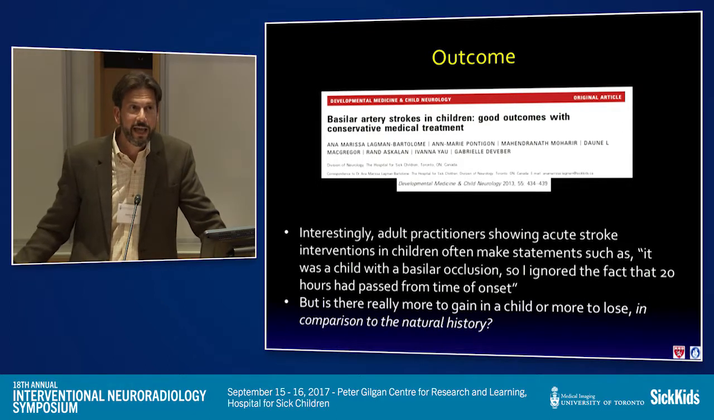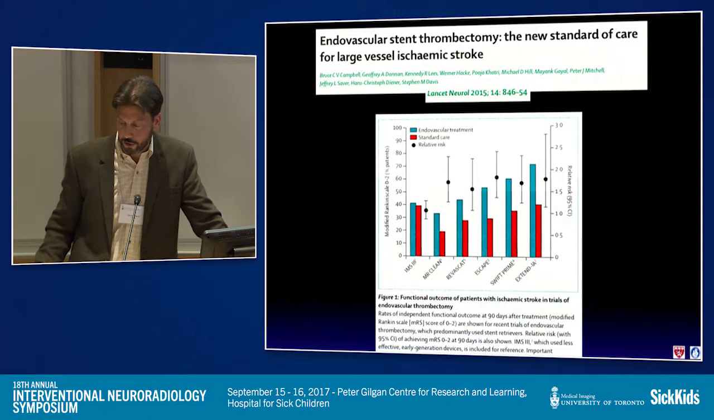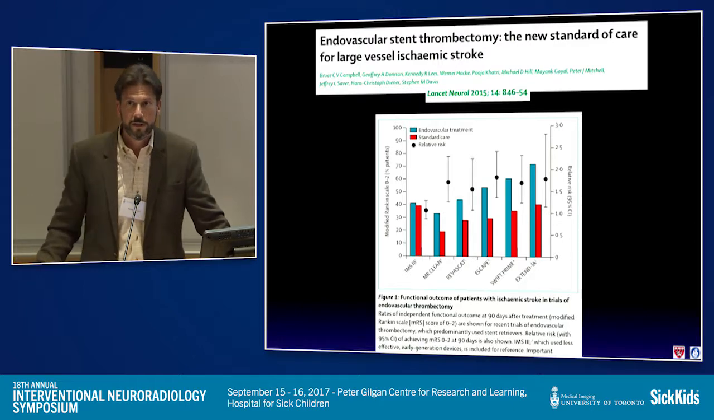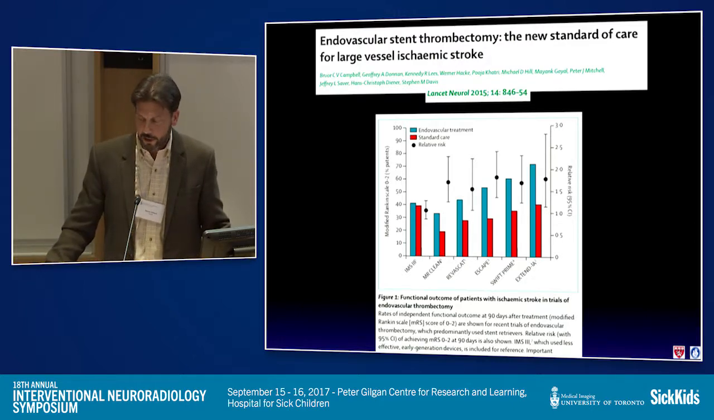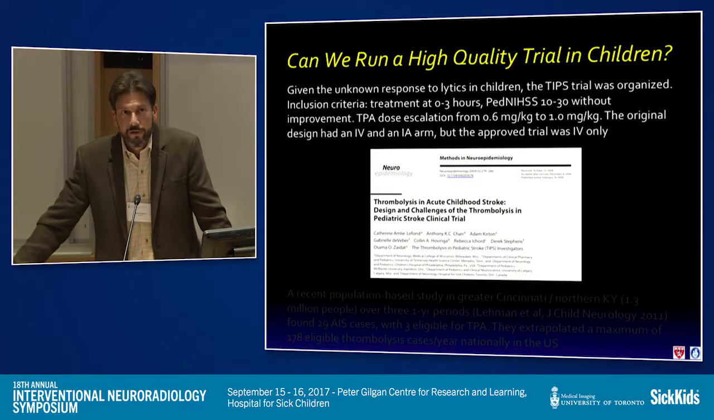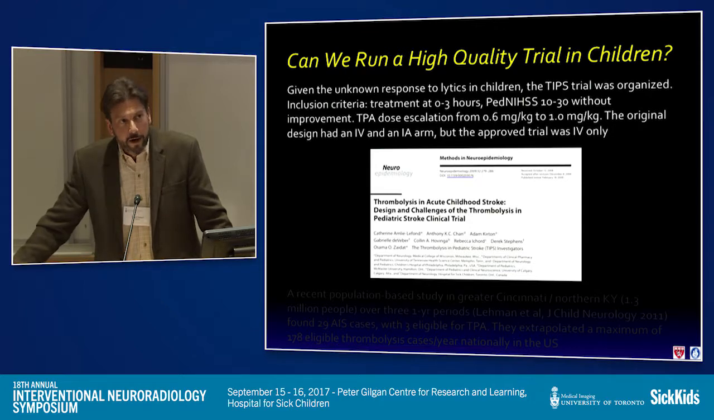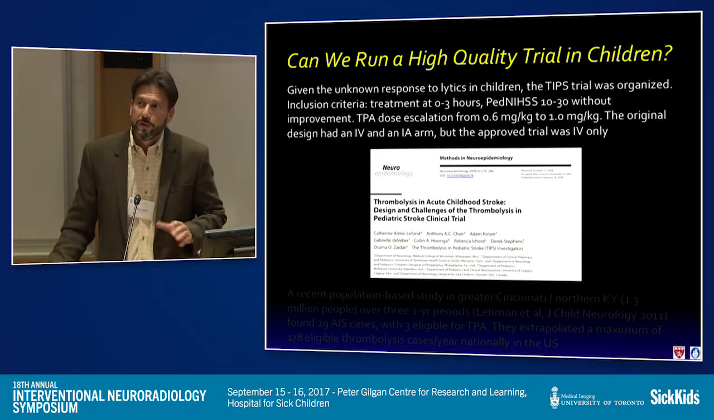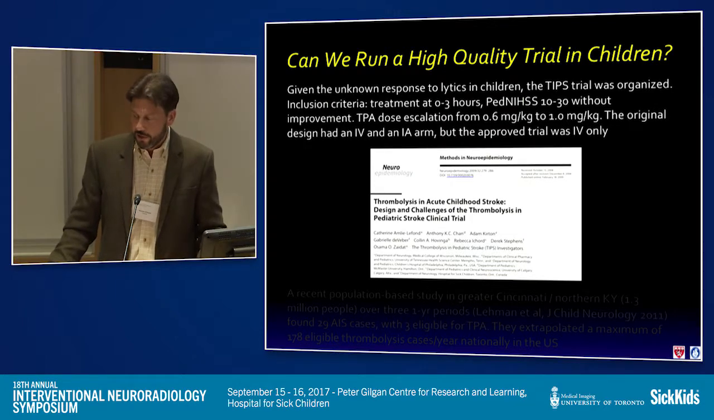Does the child have more to gain or more to lose from that? We have to compare it to the natural history, which of course is very difficult to do. So what should the solution to that be? It should be we should do trials just as we've done in adults. And that is a huge challenge, unfortunately. So given the unknown response to lytics in children, the TIPS trial was organized a few years back. I'm sure many of you in this room are familiar with it, but it was a dose escalation trial of IV TPA. The original design had an IA arm, which was eliminated before the NIH approved it. And the goal was to just understand how to dose IV TPA in children.